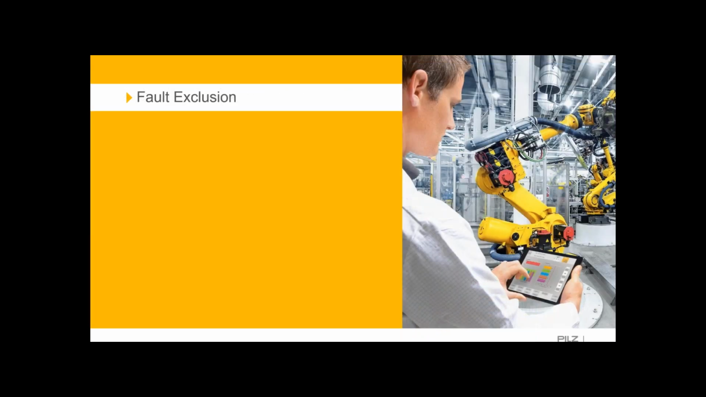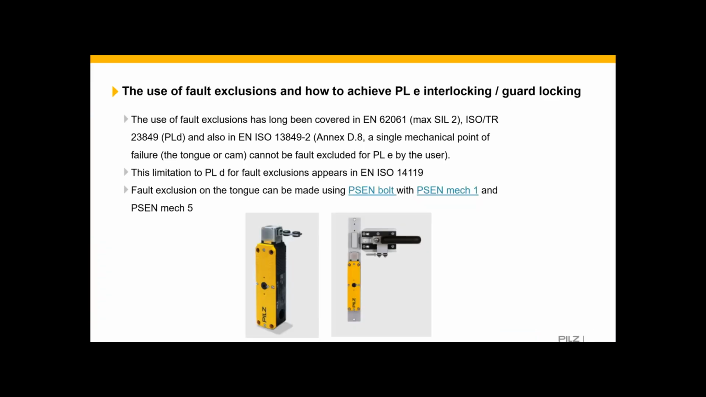We can also look at fault exclusion, and what do we mean by fault exclusion? The use of fault exclusion has long been covered in EN 62061, and also in technical report 23849, and it's also covered in 13849 Part 2, and it relates to a single mechanical point of failure. In this case, for an interlock, it could be the tongue or the cam. It cannot be fault excluded to PLE by the user.